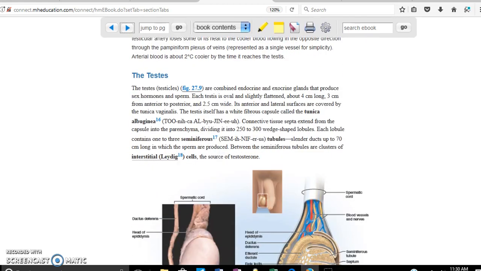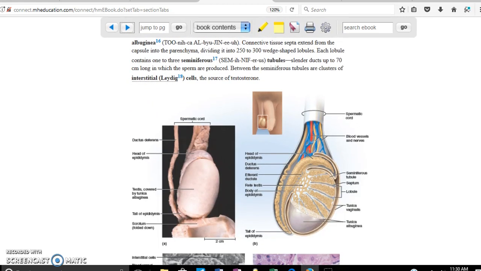The testis, we already mentioned, is inside the scrotum, but if we cut the testicles, we can see here the set of tubes that I was telling you about. I told you that everything starts with the seminiferous tubules that you can see right here. That's where spermatozoids are going to be created. Spermatozoids are created in the seminiferous tubules. The seminiferous tubules continue into the rete testis, which is this area. The rete testis continues into the epididymis.